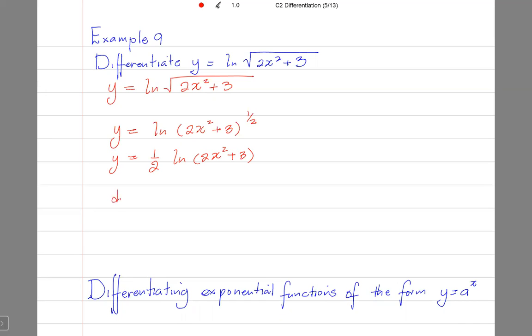Let's differentiate dy by dx. Let's leave this half here. If I differentiate ln, I'm going to get 1 over 2x squared plus 3. Then I have to multiply by the differential of the inside function, which is 4x. This 2 cancels this 4 two times. So my final answer is going to be 2x at the top, and at the bottom, I have 2x squared plus 3. As I said, it becomes easy if you deal with it from your understanding of logarithms.